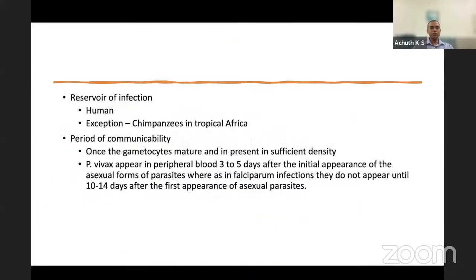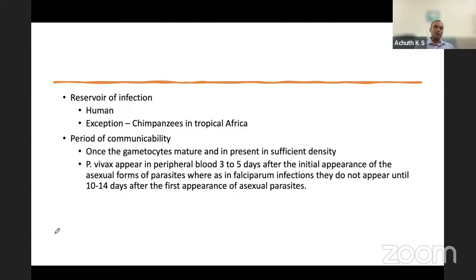Okay. Now we come to the next topic, that is reservoir of the infection. There is only one reservoir, that is humans. But there is an exception. We are descendants of someone, so they are also vulnerable to this infection. Those are chimpanzees in tropical Africa, not the monkeys of India. It is the chimpanzees of tropical Africa.